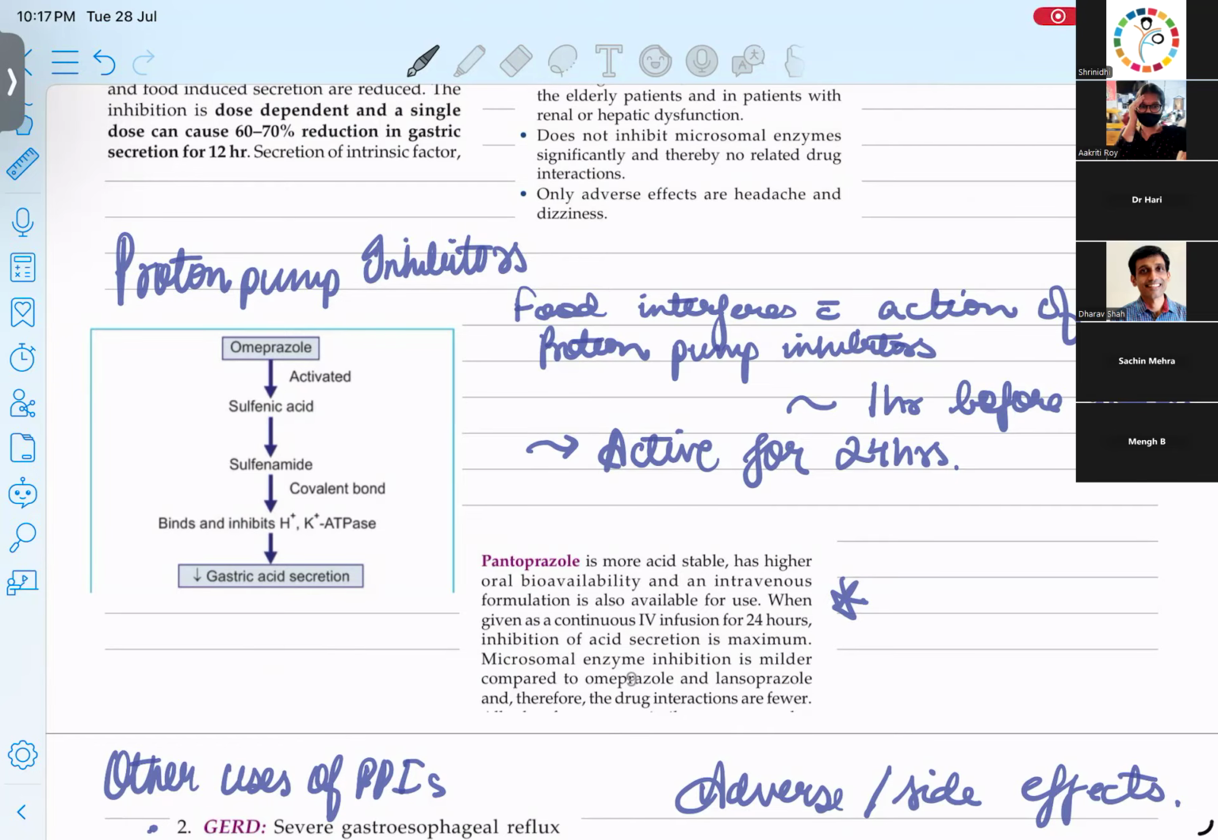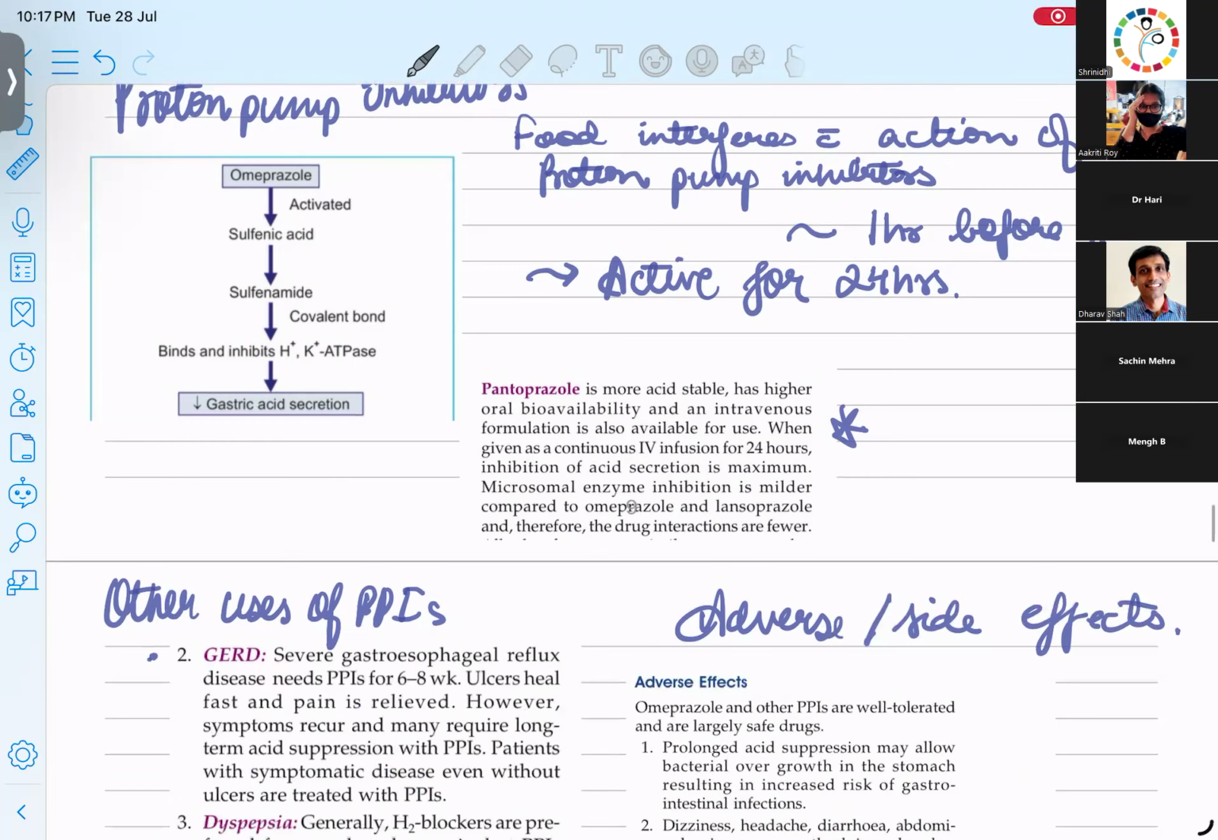Yes. So, among PPIs also, pantoprazole is more acid stable, has higher oral bioavailability, and an intravenous formulation is also available. So, nowadays, more than omeprazole, pantoprazole is majorly seen in the markets and in pharmacies. And when given as continuous IV infusion for 24 hours, inhibition of acid secretion is maximum.